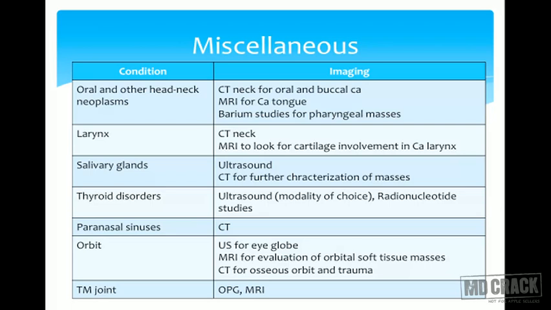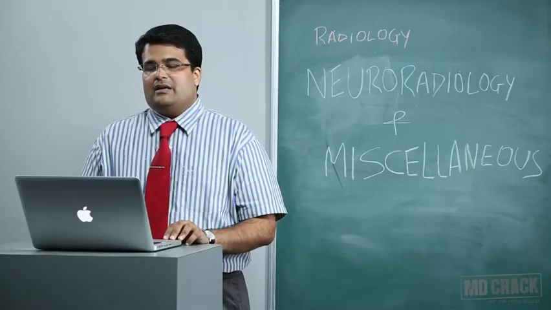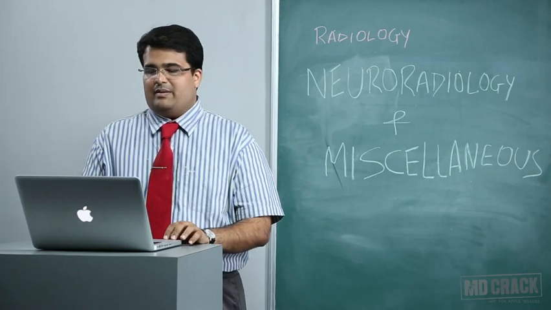Paranasal sinuses, X-rays used to be done initially, even they're not done today, but actually CT is a modality of choice. Orbit, ultrasound is excellent for evaluation of the eye globe. MRI is used for evaluation of the orbital soft tissue masses and the retroorbital optic nerve. For temporomandibular joint, either your OPG or your MRI may be done.